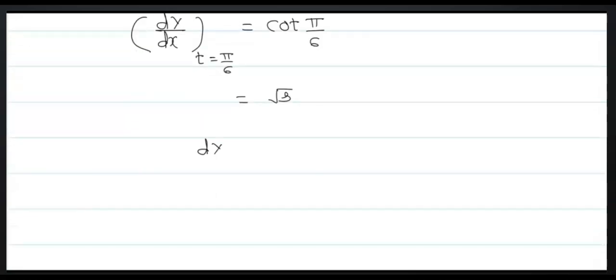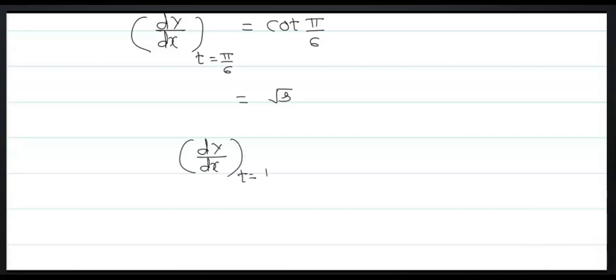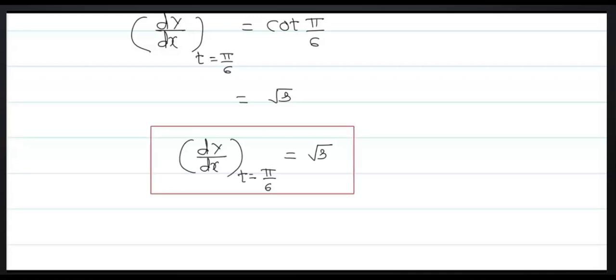But at t is equal to pi by 6, what is the cot of pi by 6? It is root 3, and hence the answer is root 3.